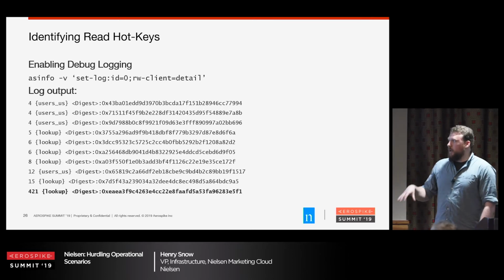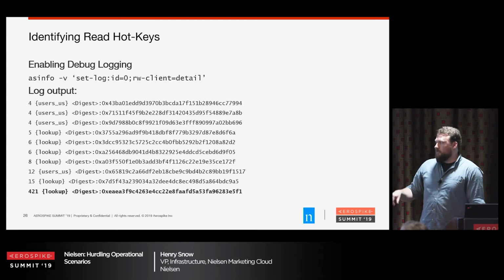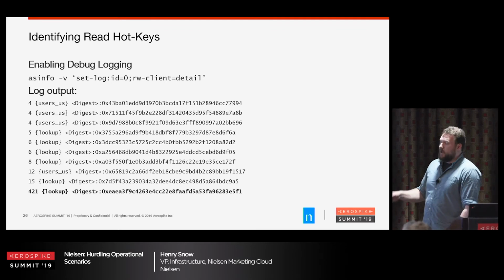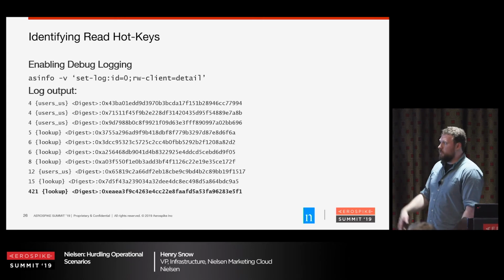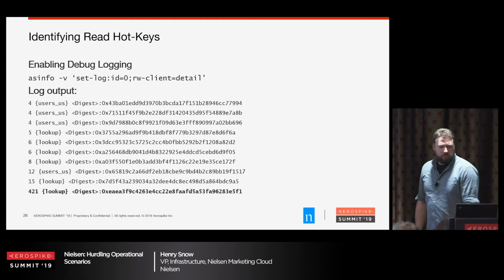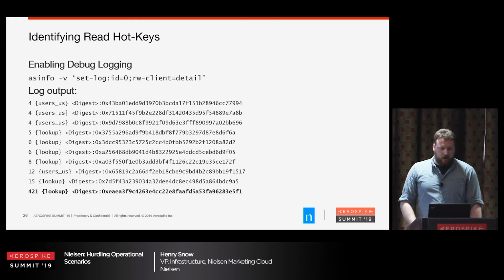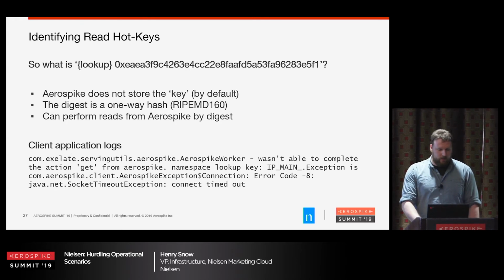So if we run a sort and a unique on here, we can see that this digest at the bottom had 421 reads compared to all the rest, which had small amounts that really don't matter. So that's our problem child right here.